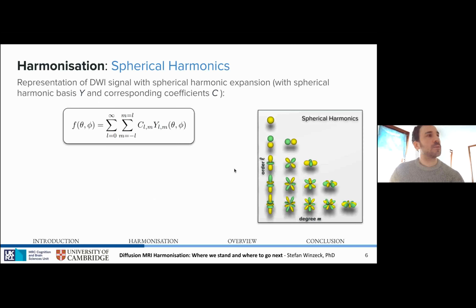Another method, like a lot of other methods, relies on spherical harmonics. So I want to briefly introduce that for people who don't know what that is. Basically, you have a spherical harmonic expansion where you have different bases of spherical harmonics, and with different coefficients, you can weight your bases in a way that you can represent your diffusion signal. So it's just a different representation of your signal.